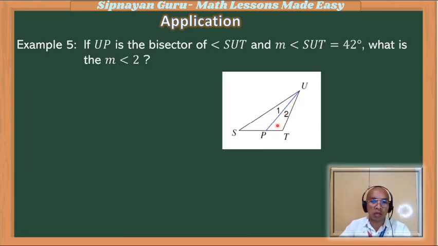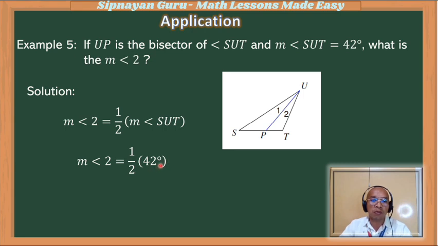Example number 5. Let's have this illustration. So this is angle SUT and this segment PU or UP is the angle bisector of SUT. The measure of angle SUT is 42. Now what is asked is the measure of angle 2. To solve for the measure of angle 2, we know the relationship that these two angles are equal and the given is the overall angle. So therefore, the measure of angle 2 is just 1/2 of the measure of angle SUT. If the measure of angle SUT is 42, divide it by 2, so the measure of angle 2 is 21 degrees. Same is true with the measure of angle 1.